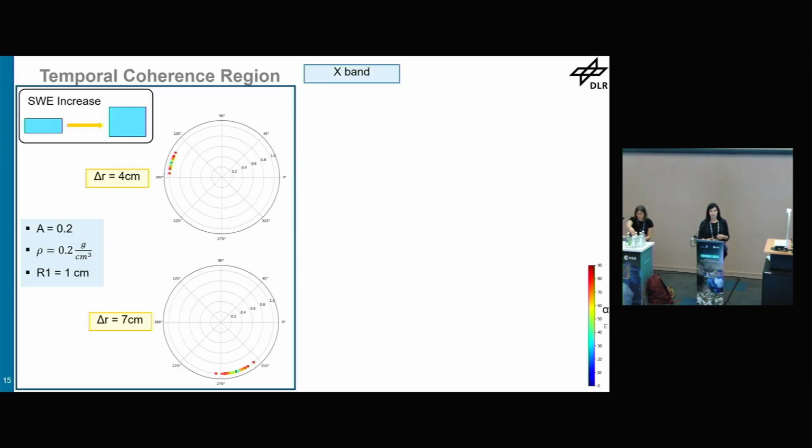Here you can see an example for X-band. The first case is an SWE increase, so the anisotropy and density are set to constant values, and the snow depth at the first acquisition is set to 1 centimeter. Then it's increased by 4 and by 7 centimeters. Here you can see again the polar plots of the coherence region for 500 random polarization states. As we have not included any decorrelation effects, the coherence is at 1. You can see that with increased snow depth change, the phase of the coherence region is increasing, as expected.